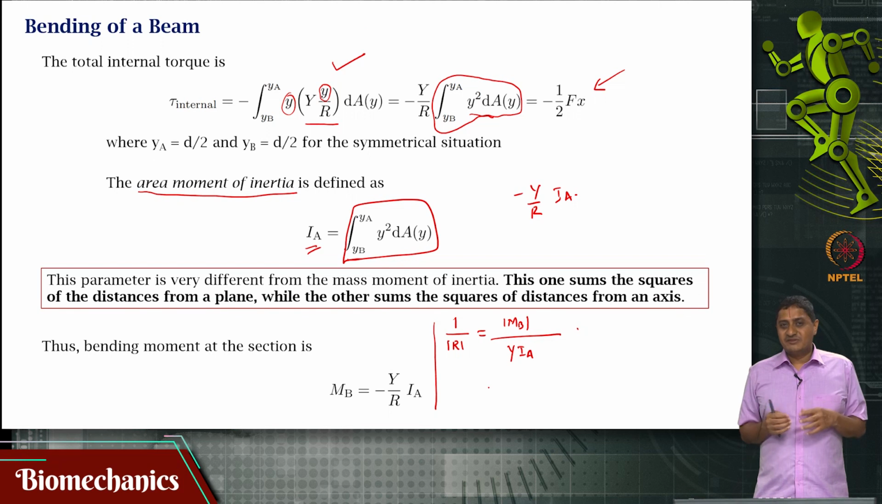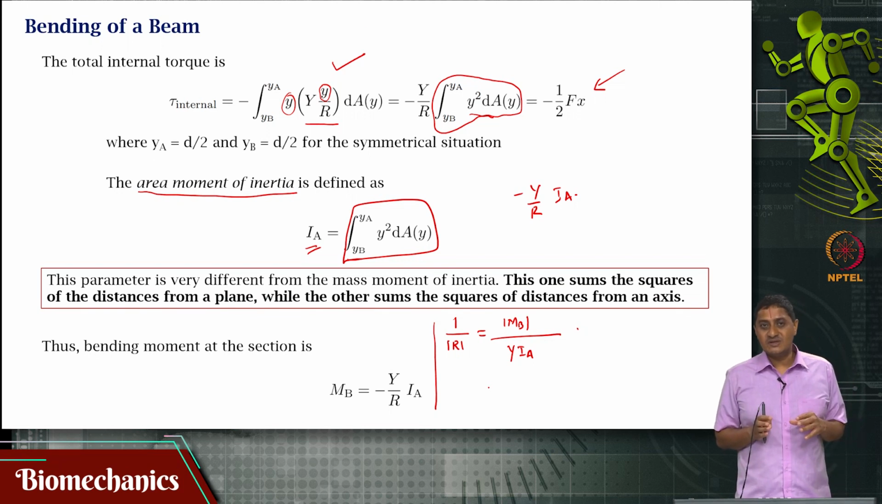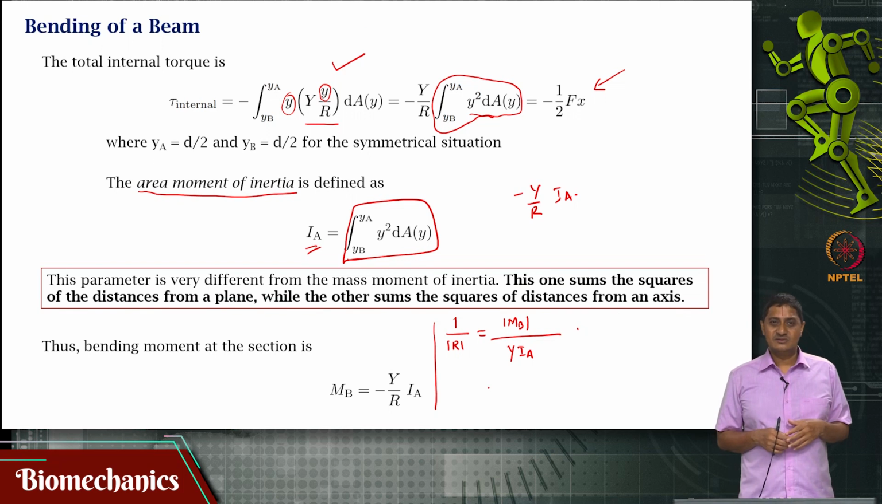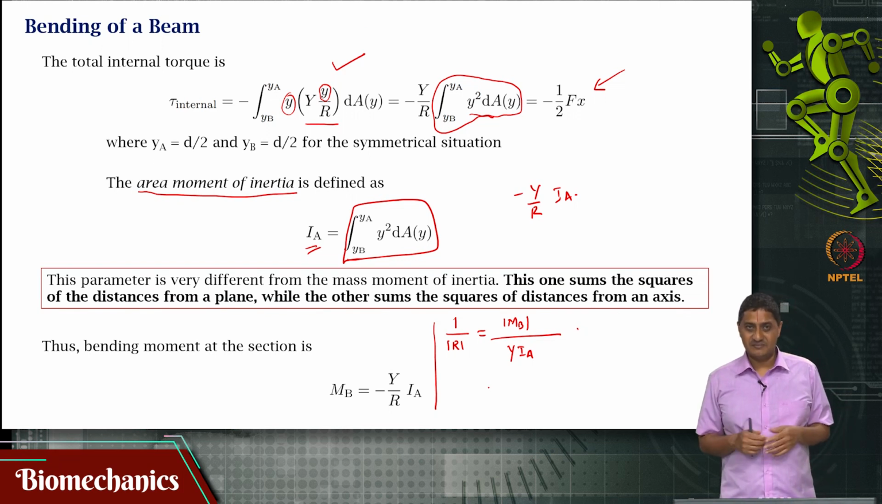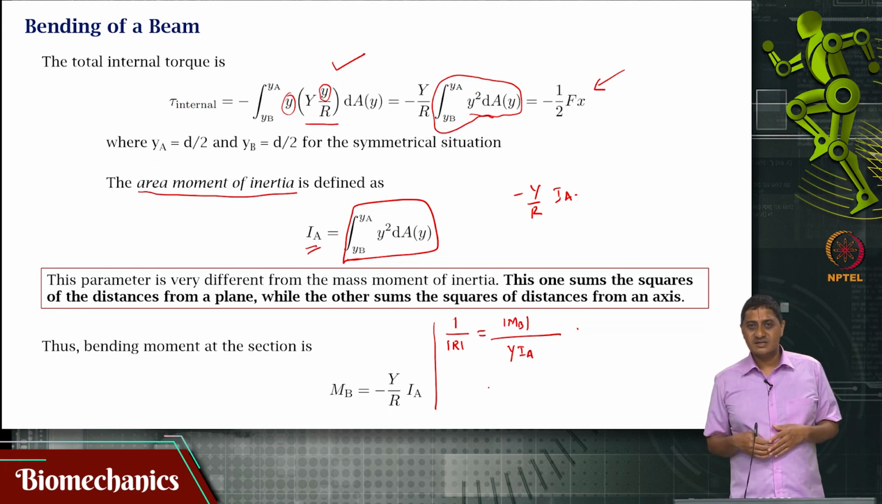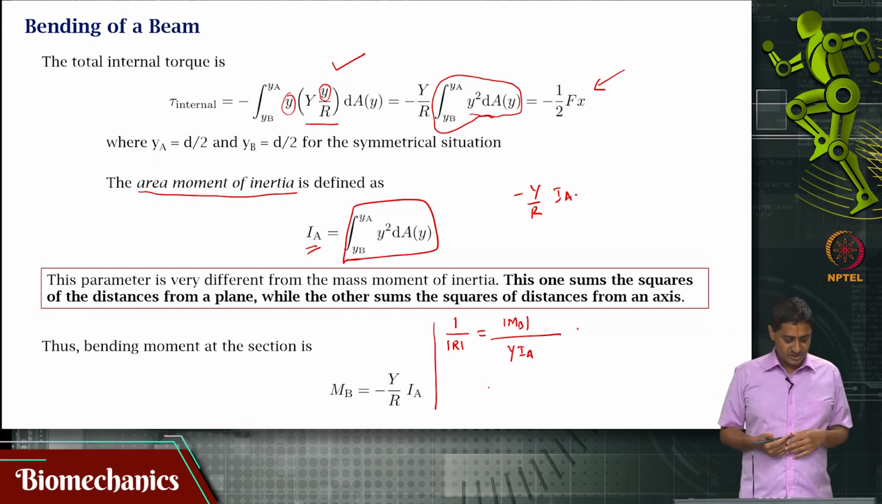The intensive property of the material is represented through the Young's modulus or the elastic modulus capital Y. Okay. The shape of the material is represented through the area moment of inertia IA, and the response of the beam to this applied load, or the response of the object under consideration to this applied load, is represented by the curvature 1 by r, by the factor r. Okay. So, these are the 4 things.